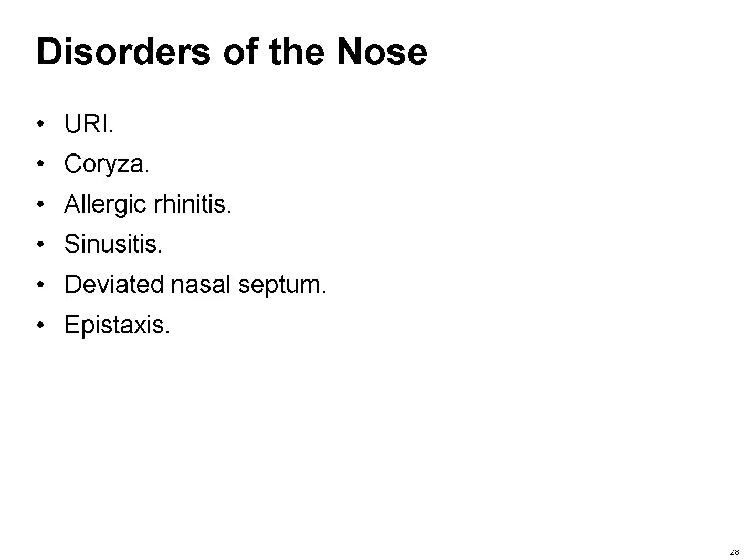Let's explore some common terms and conditions related to the upper respiratory system, along with their causes, symptoms, and treatments. URI stands for upper respiratory infection, which is one of the most common illnesses worldwide. How are these infections spread? By coughing or sneezing, which allows the virus to travel from person to person.